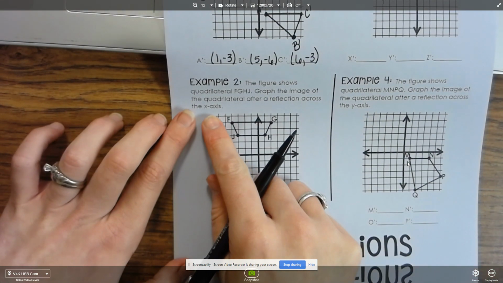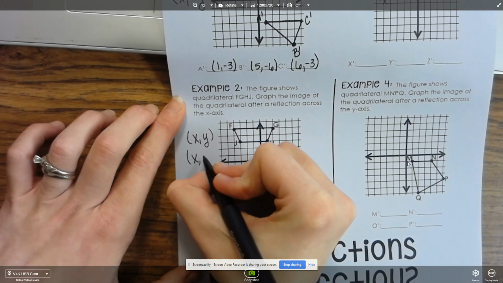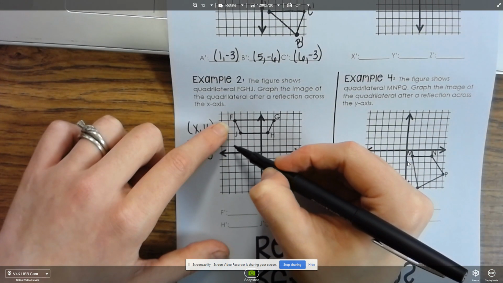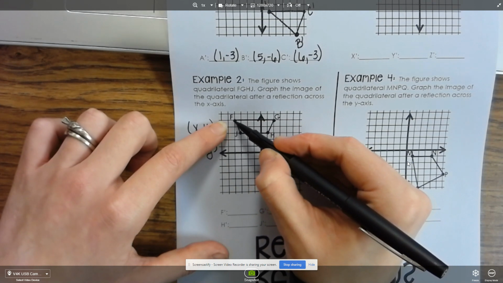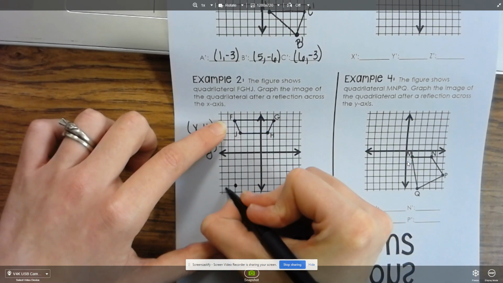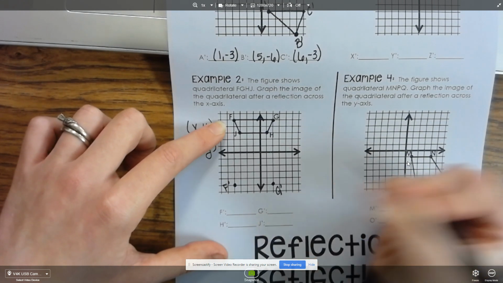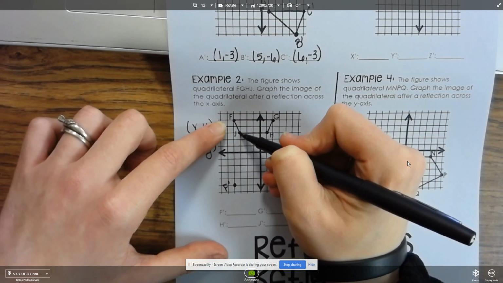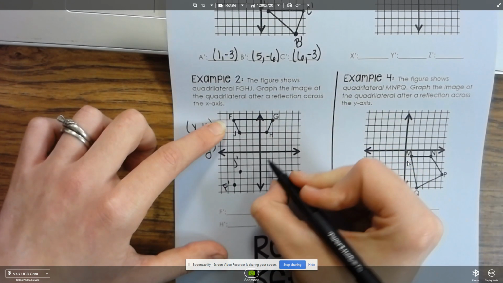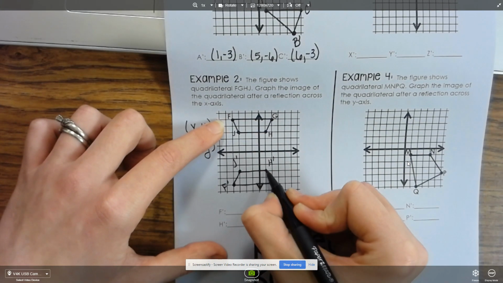All right, so same thing here. We're going to reflect across the X. So all I do is whatever the Y is, I just change the sign. Okay? So the F here, the X is going to stay the same, but instead of being at positive 5Y, it would be at negative 5Y. Same thing with G. And so J is at positive 3Y, so it would be at negative 3Y. And then H would be the same.